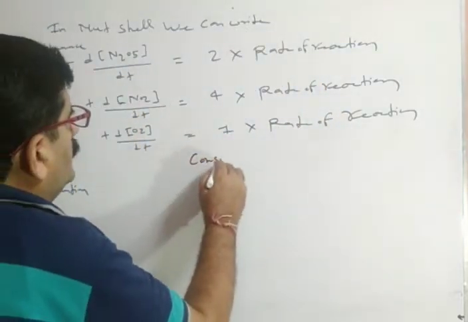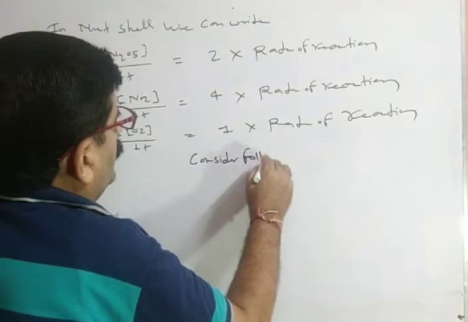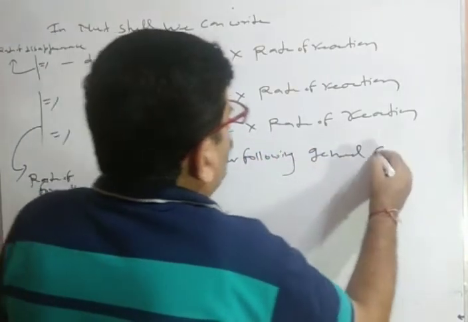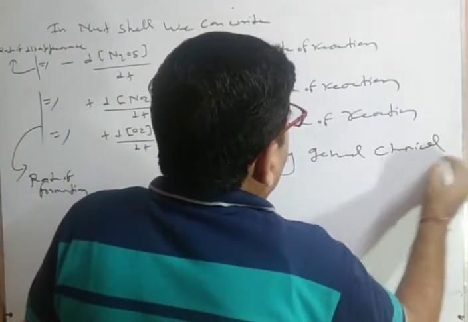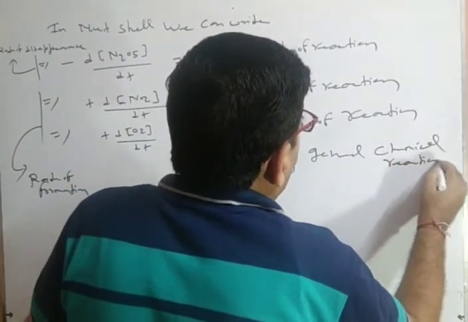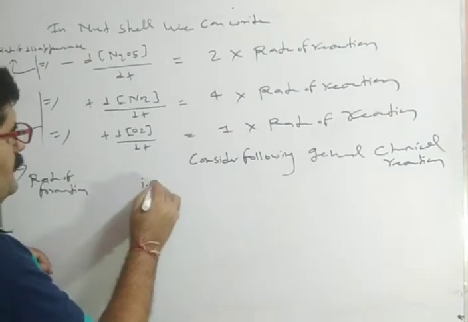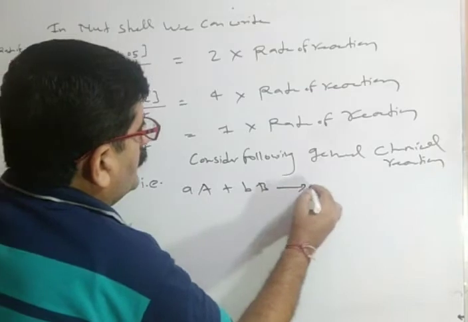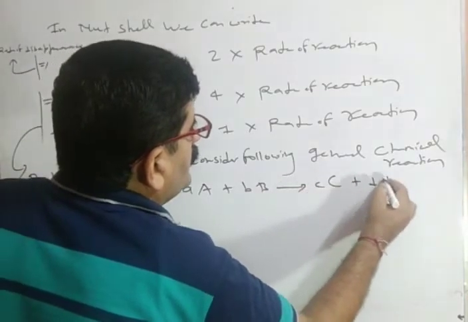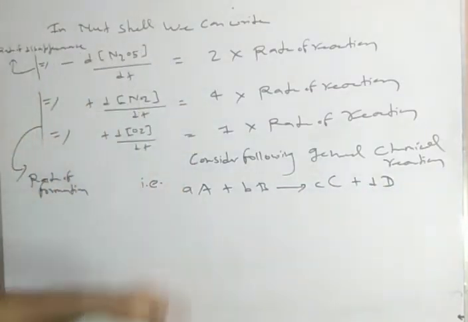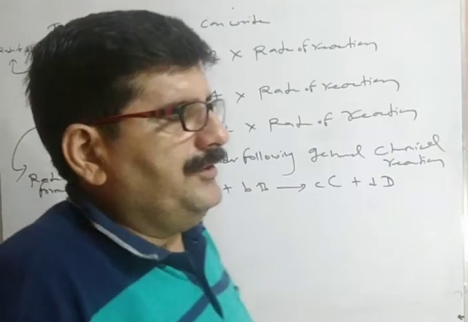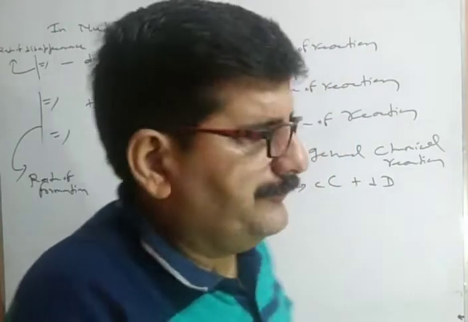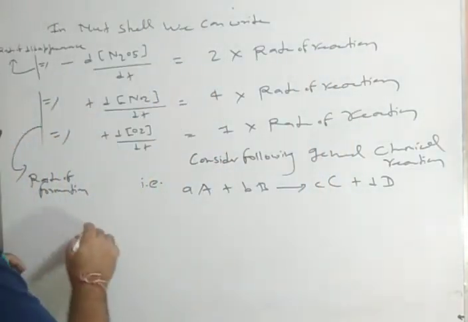Consider the following general chemical reaction, that is: small a, small b, small c and small d are the stoichiometric coefficients of reactants and products. So we can write what?